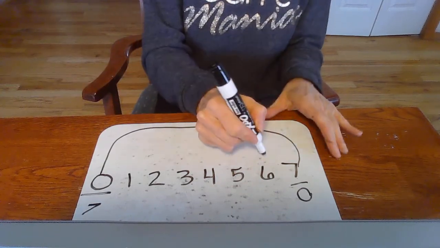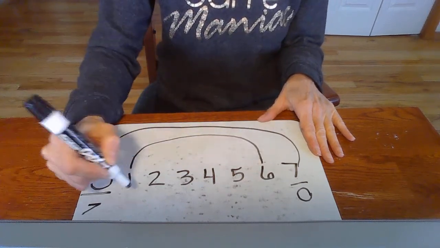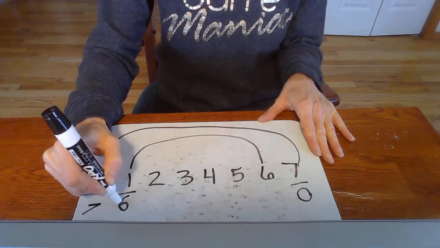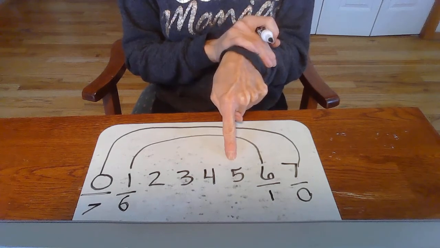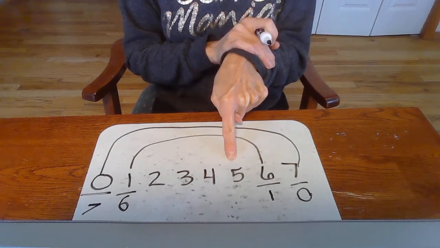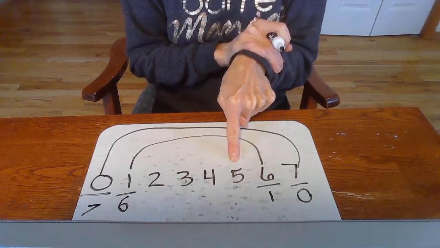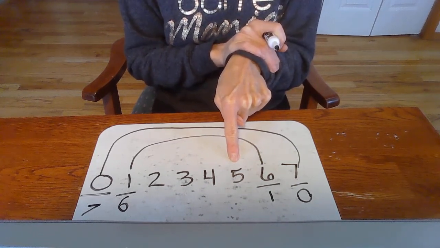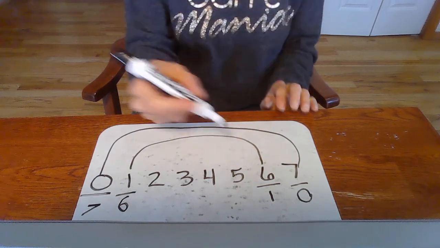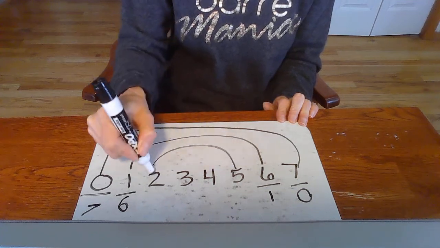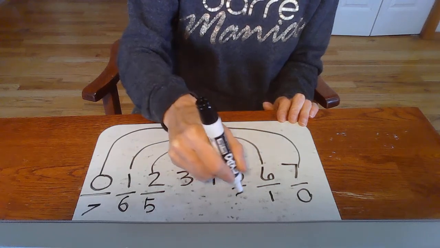You're right. 6 and 1 make 7. 1 needs 6 and 6 needs 1. Ooh, now we're at one of those special benchmark numbers of 5. What does 5 need to make 7? It sure does. 5, 6, 7. It needs that 2. So 2 needs 5 and 5 needs 2.